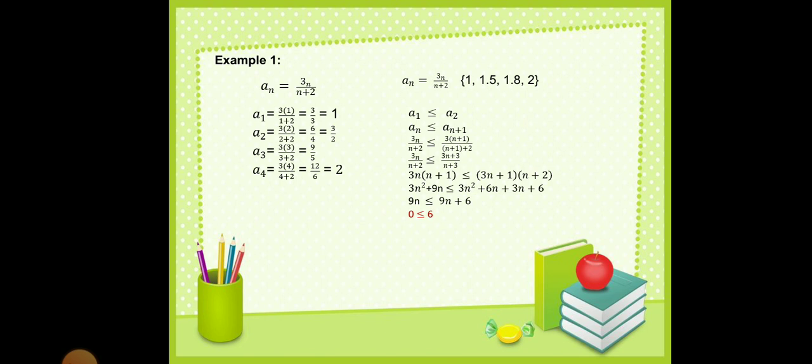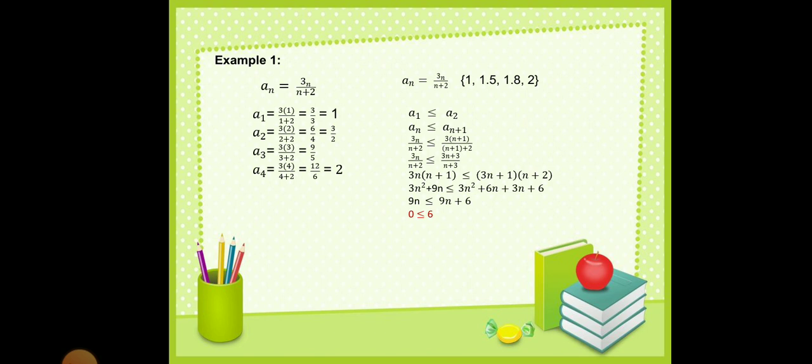So we need to prove that e sub n is less than or equal to e sub n plus 1. So we have 3n over n plus 2 is less than or equal to 3 times n plus 1 over n plus 1 plus 2. So we have now 3n over n plus 2 is less than or equal to 3n plus 3 over n plus 3.